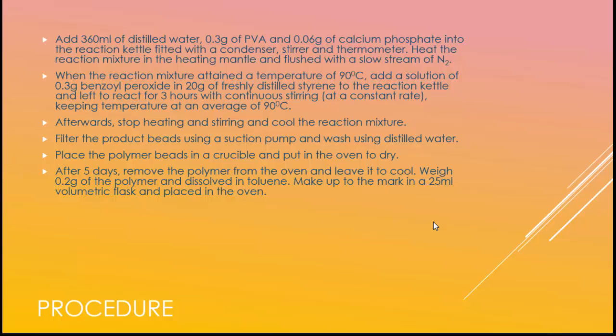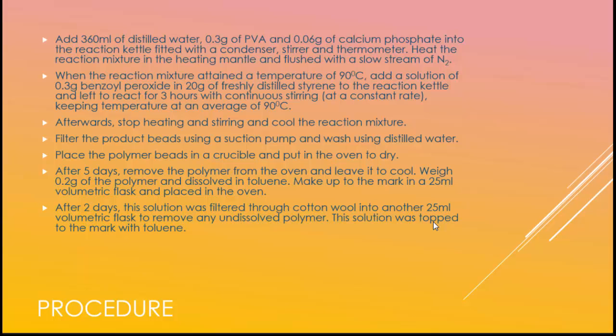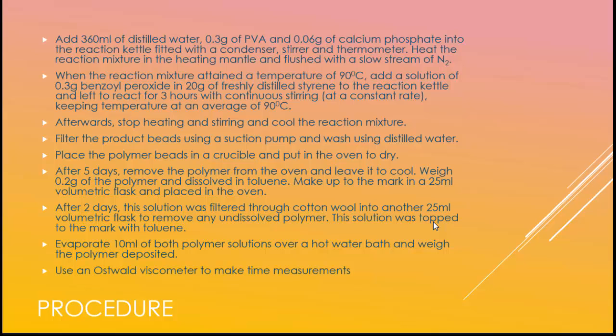And another 2 days from then, you filter this solution through cotton wool into another clean 25 ml volumetric flask to remove any undissolved polymer, because we cannot afford to have any solid when we do the molecular weight test. So after you do the transfer, you top up to the mark again of the 25 ml volumetric flask using more toluene. After that, you take out 10 ml of these polymer solutions, evaporate it over the hot water bath, and then you take the polymer that's deposited, weigh it, and record the readings.